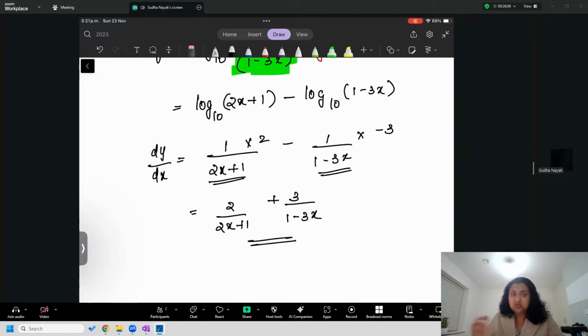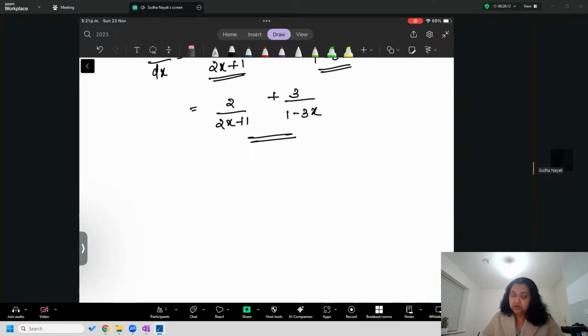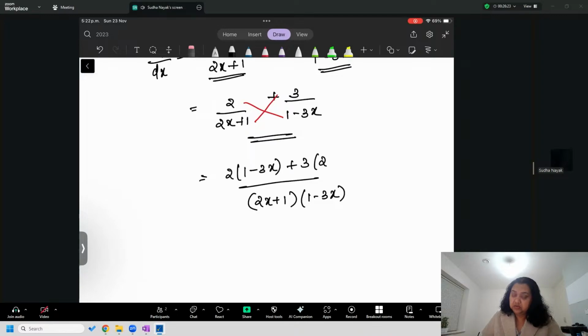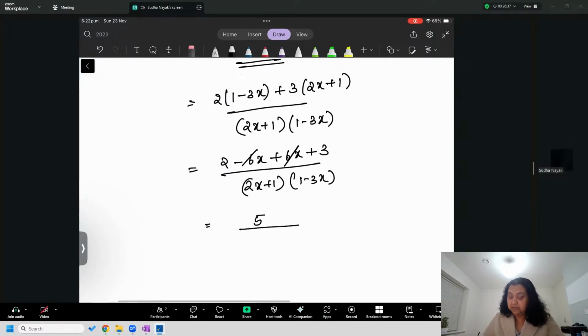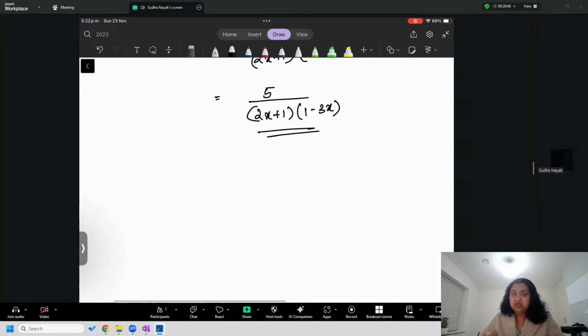You can just leave it like this, or if you want to simplify, you can simplify this. How will you simplify this? Whenever there's a fraction, you do cross multiplication. So the denominator will become (2x plus 1)(1 minus 3x), and the numerator will become 2 into (1 minus 3x) plus 3 into (2x plus 1). This can be simplified as 2 minus 6x plus 6x plus 3 divided by (2x plus 1)(1 minus 3x). The denominator, you can just leave it like that. And here 6x and 6x will get cancelled. So it will be 5 by (2x plus 1)(1 minus 3x). So this is the only case with respect to logarithms.